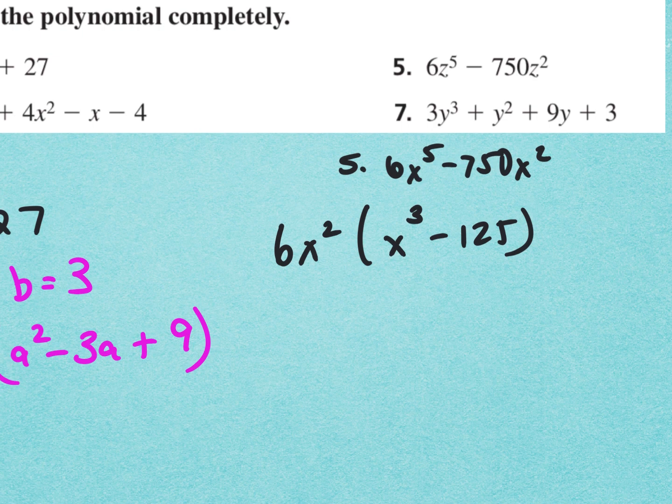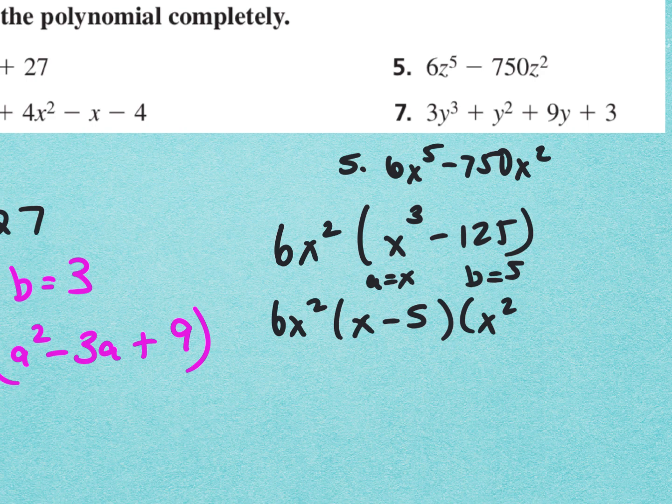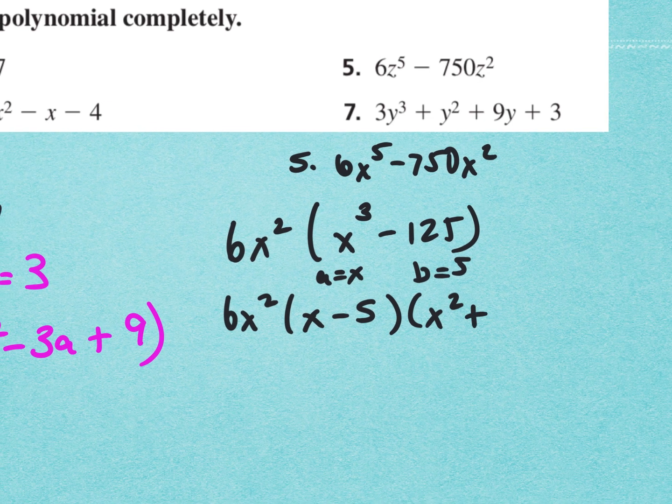Is that the difference of perfect squares? Nope, it's a difference of what? Cubes. Good. So your 6x squared is out here. Your a term is x. What's your b term? 5, right? What number times itself 3 times gives you 125? So in this case, we're subtracting. So it's x minus 5. And then on the inside, I have x squared. What's tricky here? Plus, good, 5x plus 25.